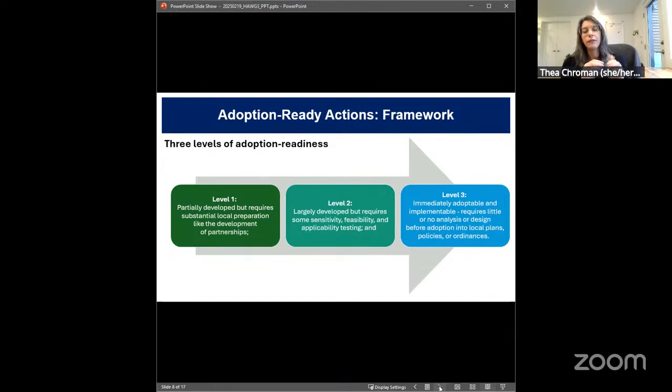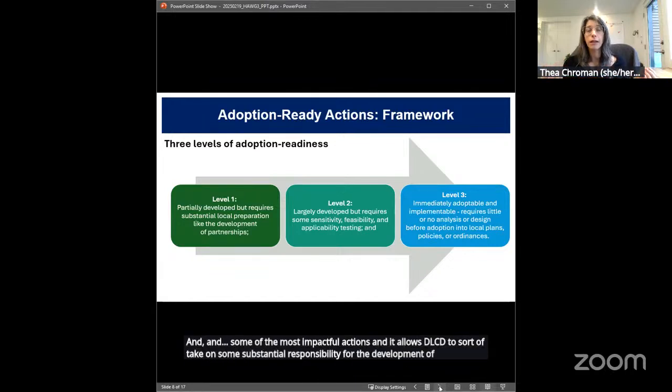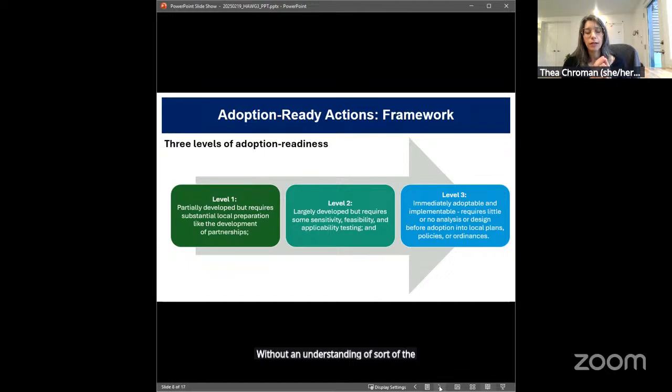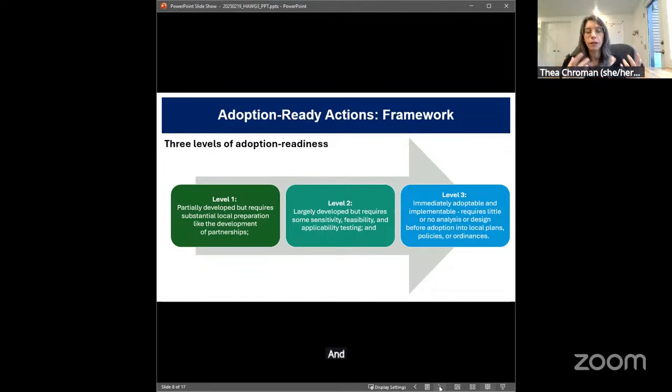And this level encompasses the widest range of actions and some of the most impactful actions, and it allows DLCD to take on some substantial responsibility for the development of actions that really can be applicable in the local context and very impactful in the local context, but can't just be plopped down without an understanding of the nuance and the context that it's being applied in. So an example here would be a model RFP for land development for affordable housing, and the documents and documentation that goes along with that.